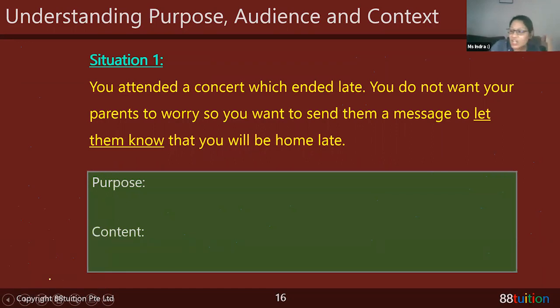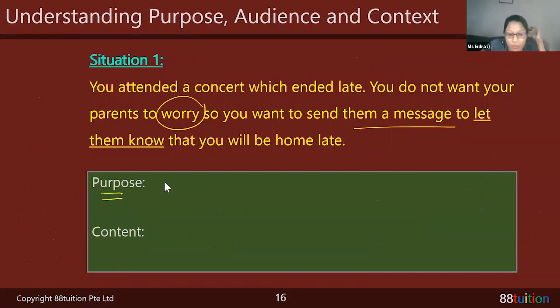You attended a concert which ended late, and you do not want your parents to worry, so you send them a message to let them know that you'll be home late. Okay, so what is the purpose over here, students? Any of you want to share your ideas? You can chat in the chat group. I know many of you are shy. Anyone wants to share what you think the purpose is?